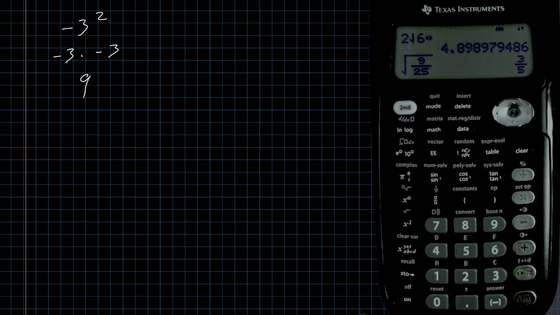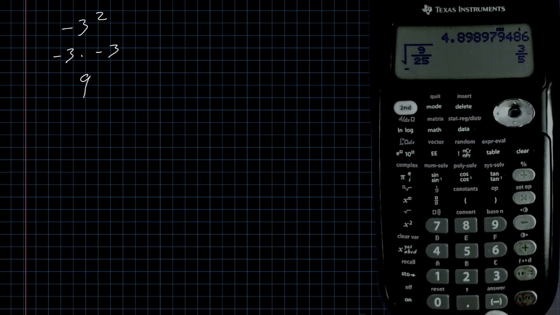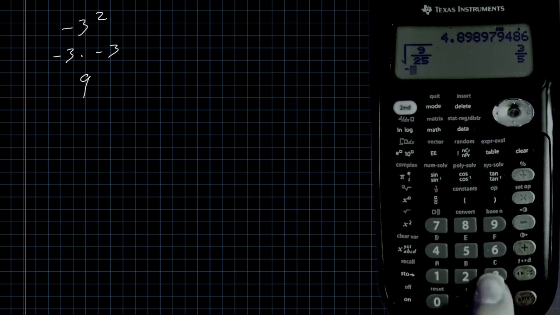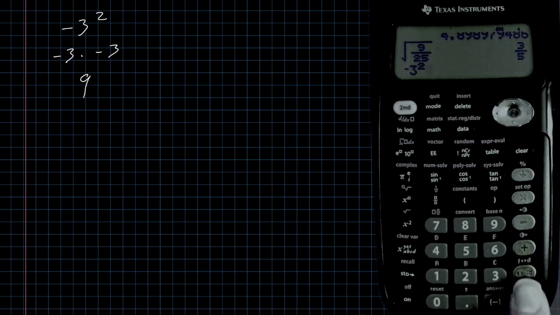And that seems simple enough. I guess I can plug that into my calculator. Remember, there's a negative key down here. You do not want to use the subtraction key. -3 squared. Wait a second. My calculator says it's -9. My arithmetic says it's +9.